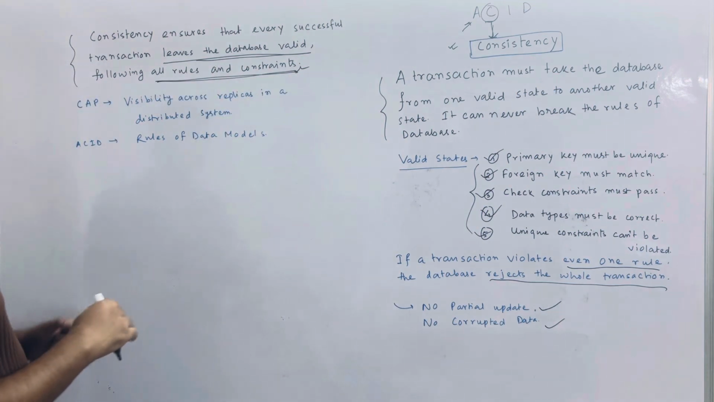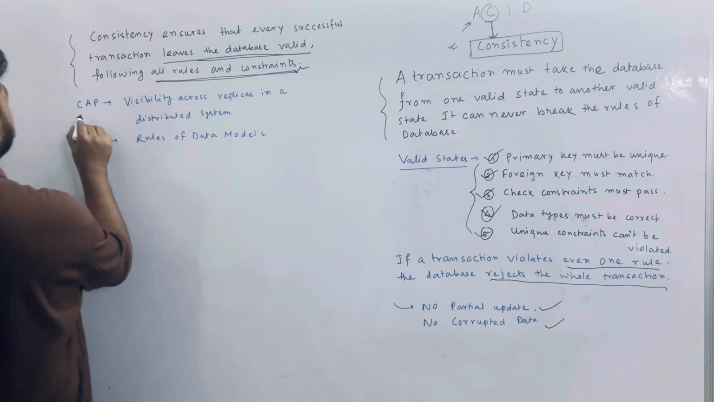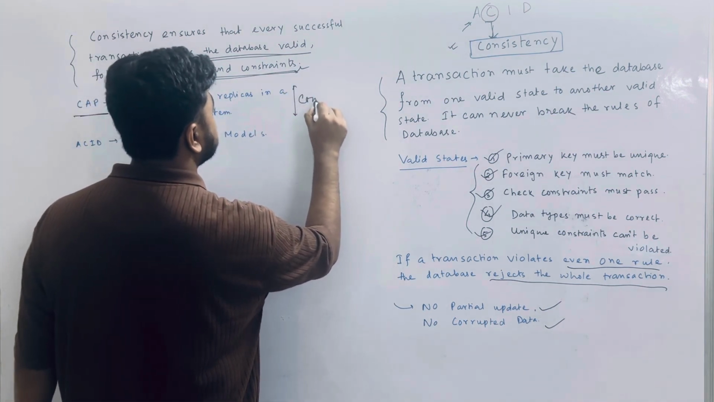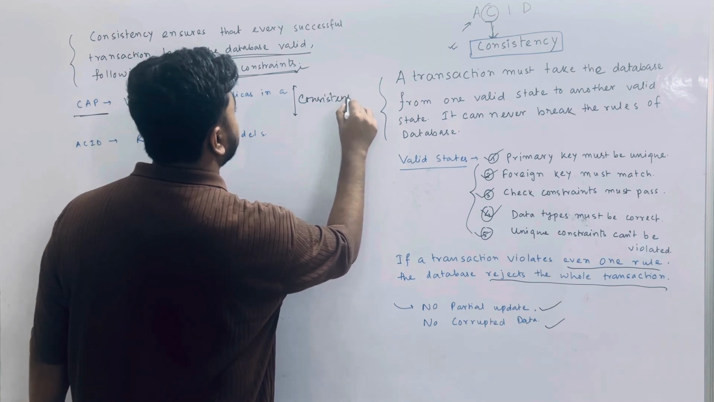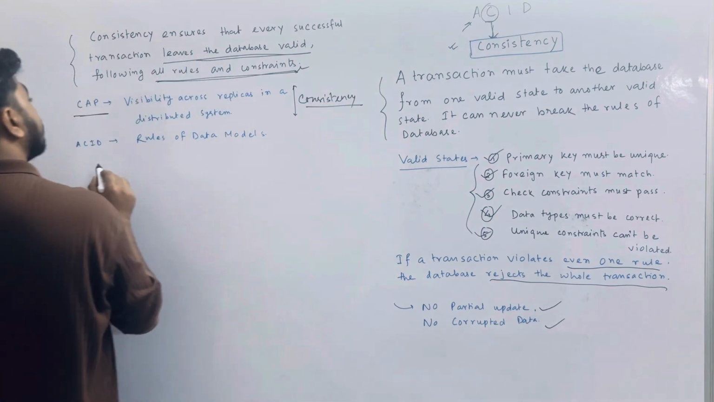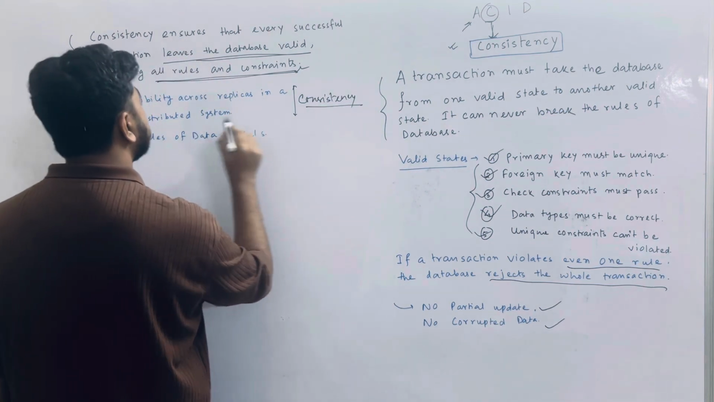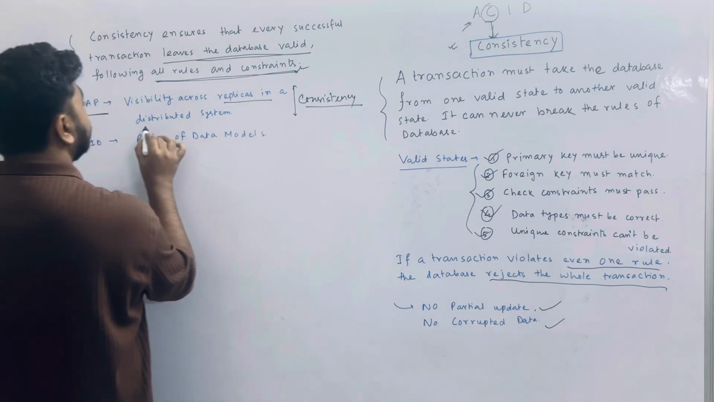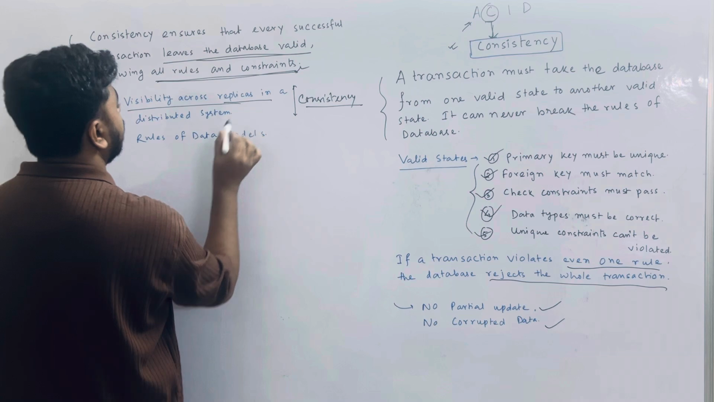Sometimes people get confused with the consistency of distributed systems. In a distributed system, in the CAP theorem, we also have consistency. If you don't know the CAP theorem, don't worry, we will have a separate video on it. So what exactly does consistency in the CAP theorem mean? In distributed systems, the replicas' visibility should be proper.